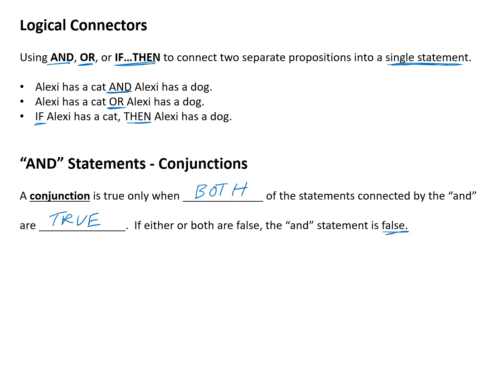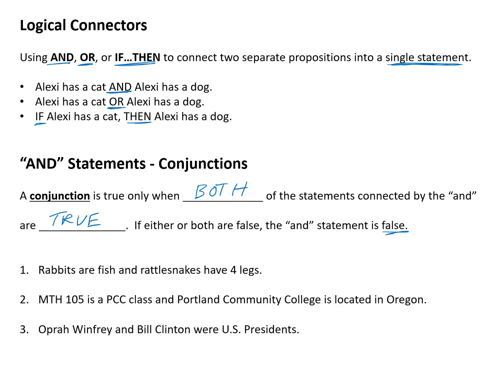So all it takes is one part of the statement to be false in an and statement, and the whole thing is false. Let's look at some examples. Rabbits are fish, and rattlesnakes have 4 legs. Well, we've got two statements connected by an and. Rabbits are fish is a false statement. Rattlesnakes have 4 legs is also false. Snakes don't have legs. So what we have are two false statements connected by an and. That means the entire statement is also false. Anytime one or both of the statements is false, the entire statement is false in an and statement.